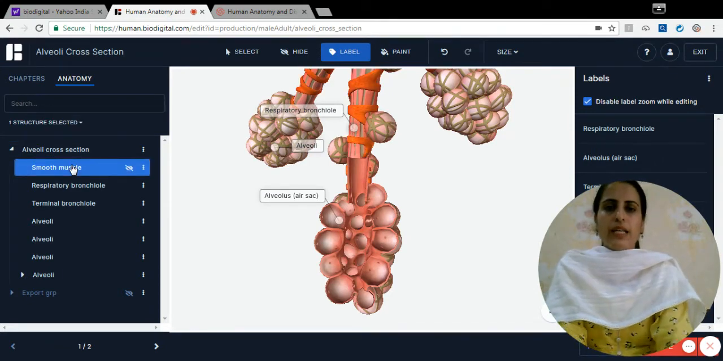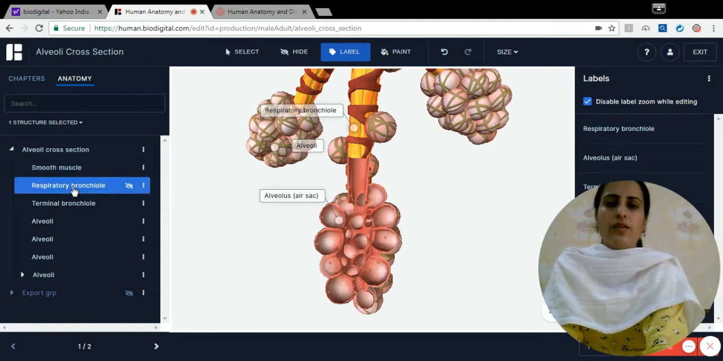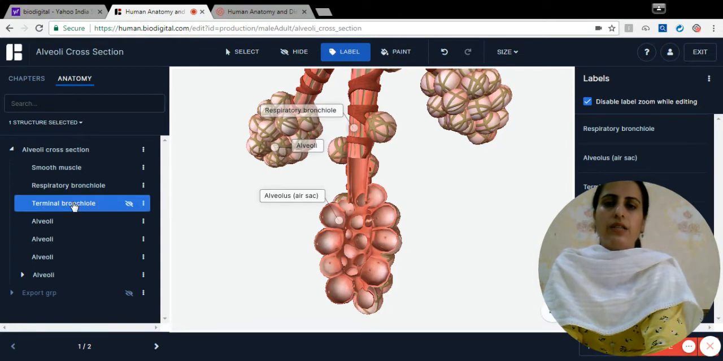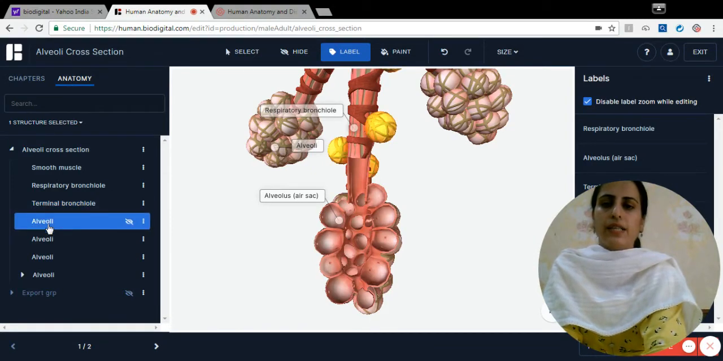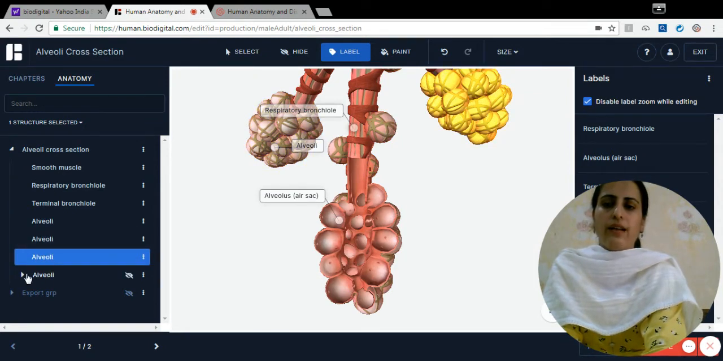You can see that the one represented in orange around the respiratory bronchiole are the muscles. The one represented in yellow is the respiratory bronchiole. The one represented in peach is the terminal bronchiole. And these are the alveoli, these sac-like structures. They are usually present in bundles of 20 to 40. So all these are the alveoli.